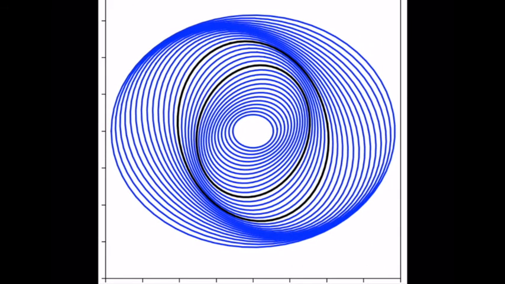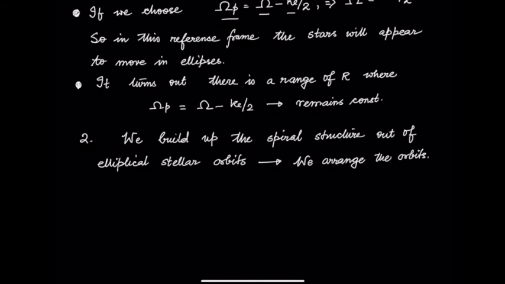This is another example where the ellipticity is less, but you can see very nice spiral patterns in and out. And as I said, beyond a certain radius, it will not be effective. So I have not drawn beyond a certain radius. So that is how you make the ellipses. That is how you make the spiral structures.